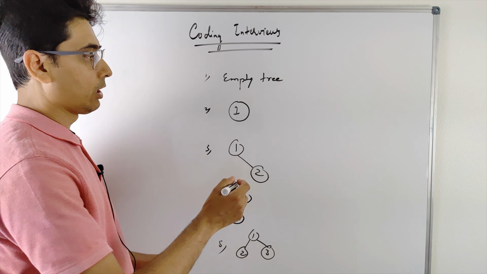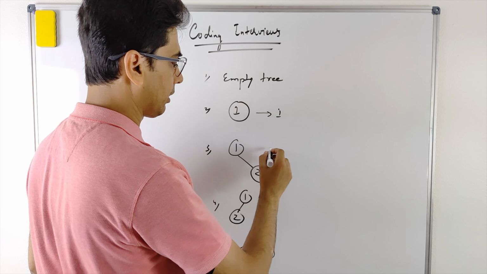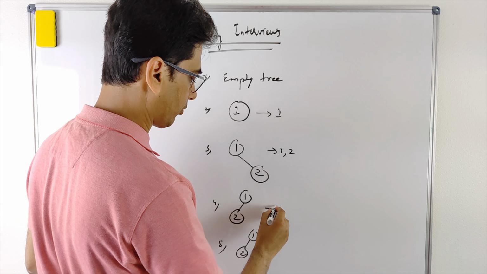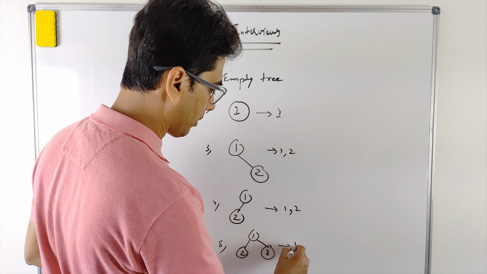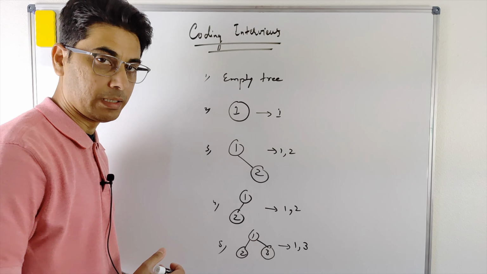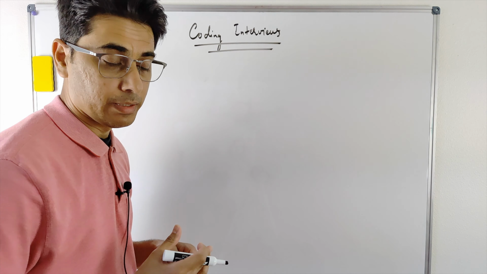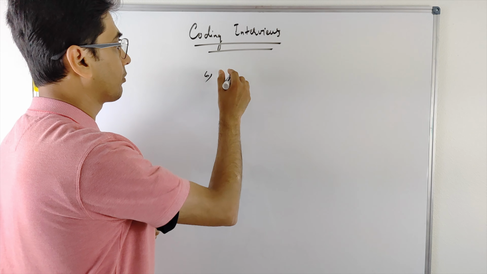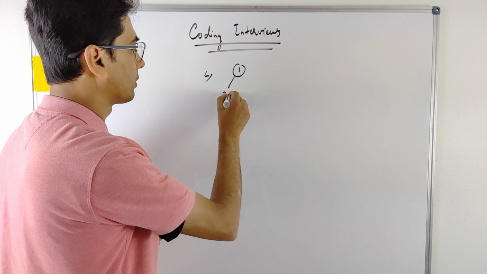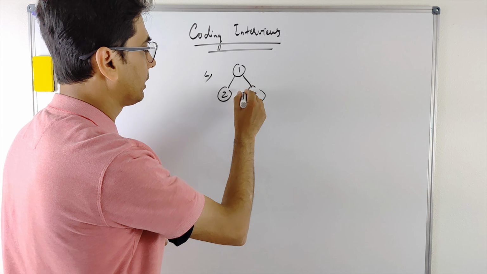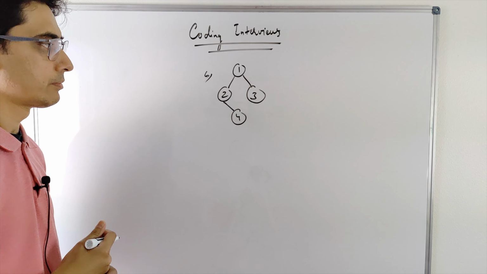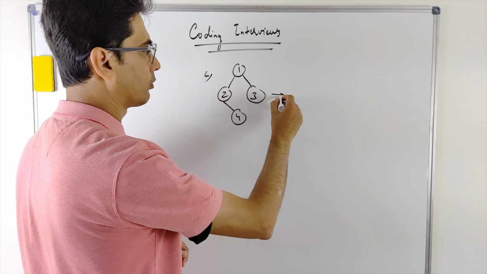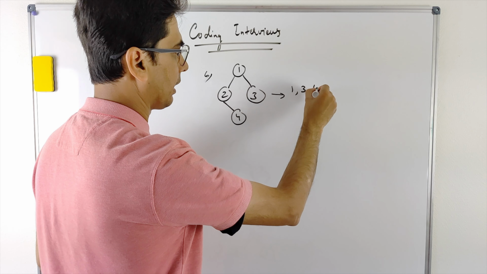And of course here now the output is 1. Here the output is 1 comma 2. Here the output is 1 comma 2. And here the output is 1 comma 3. Now let's see some advanced test cases as well. The sixth one would be, let's say 1, 2, 3, and now this tree has a right child. Of course here the output would be 1, 3 and 4.